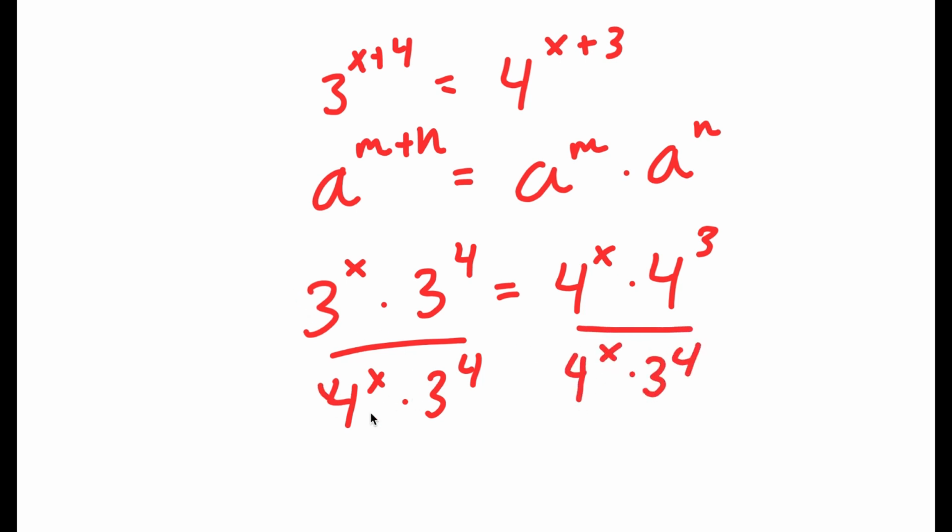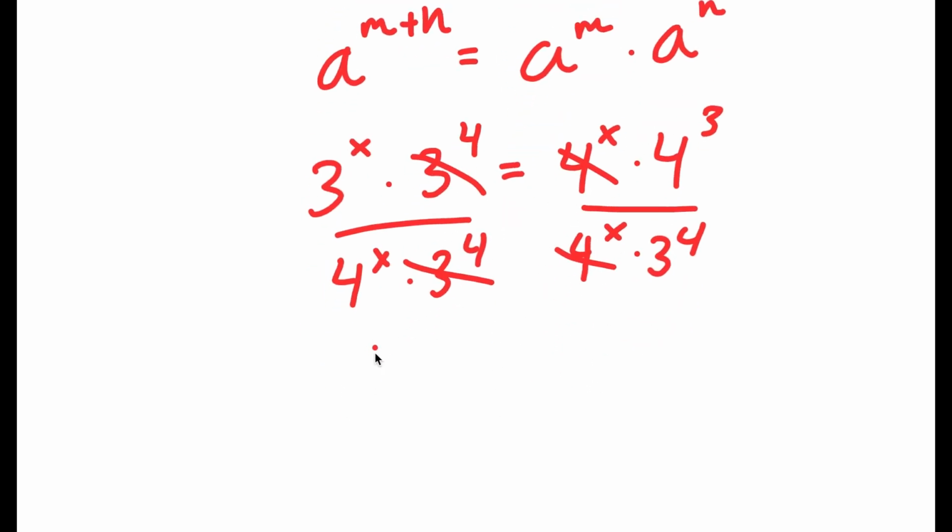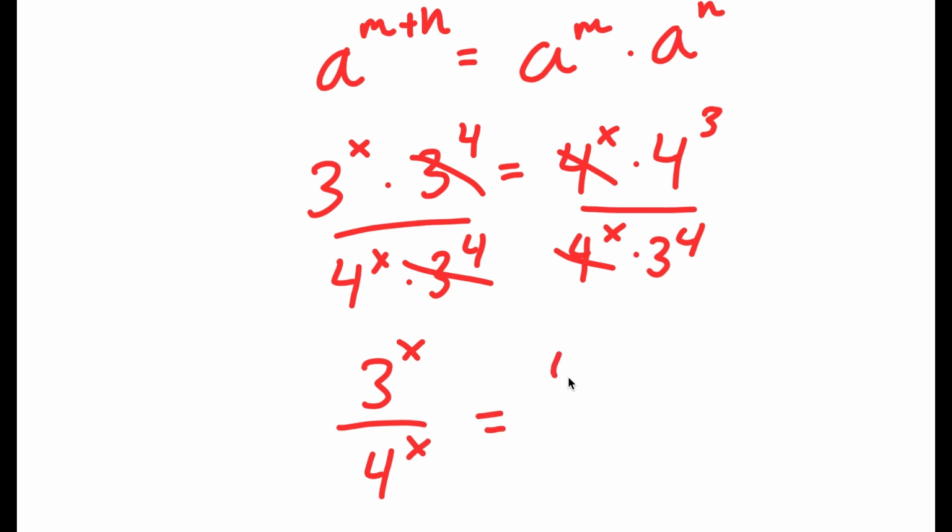So then, these two cancel out and these two cancel out. So now I'm left with 3 to the power of x over 4 to the power of x is equal to 4 to the power of 3 over 3 to the power of 4.